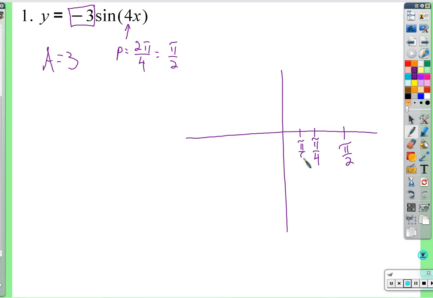Pi over 8, yeah. Remember, you can always take the period and then just divide it into four pieces. Right? This would be a fourth of this, this would be a half of this, and this one would be 3/4 of this. Okay? So it'd actually be 3 of these. This is a fourth, so this will be 3 pi over 8.